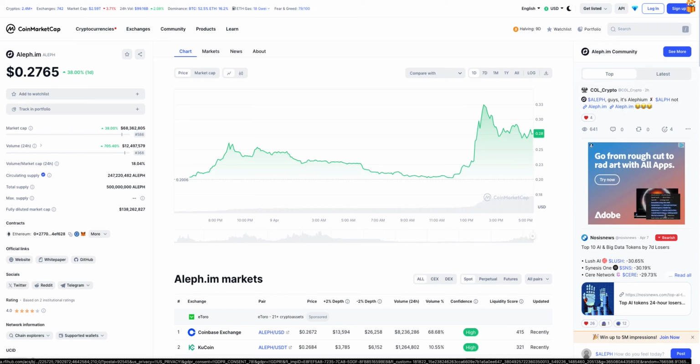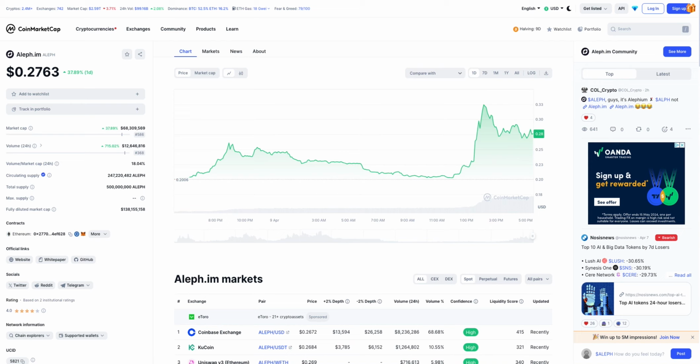Now that we really broke down what Aleph is able to do and what kind of use cases we are looking at, let's talk about the token itself. First of all, it really has to be said that today on Coinbase, it surged about 38%, which is really cool. The market cap is about 68 million, which gives us nice room to improve during this rally.